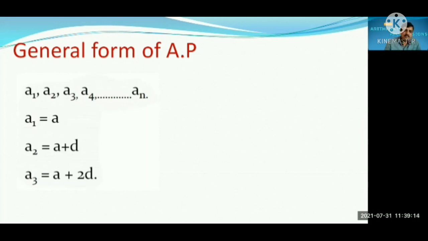Here the first number is always considered as A. How do we get the second number? By adding a fixed number to the first number. So A plus D, that adding number is D. Here the common difference is considered as D in general. So for A3, how many times do we have to add that D? 2 times, because we are finding the third term. That's why it becomes A plus 2D.